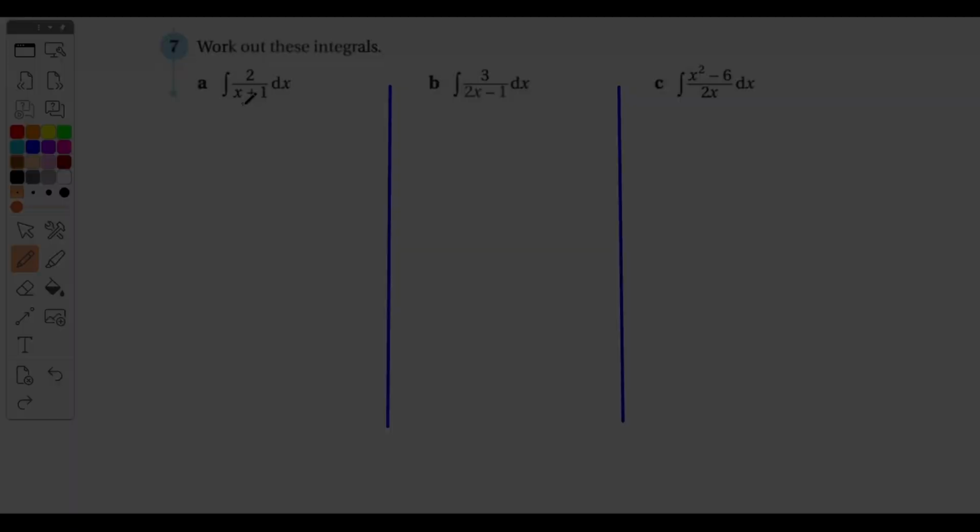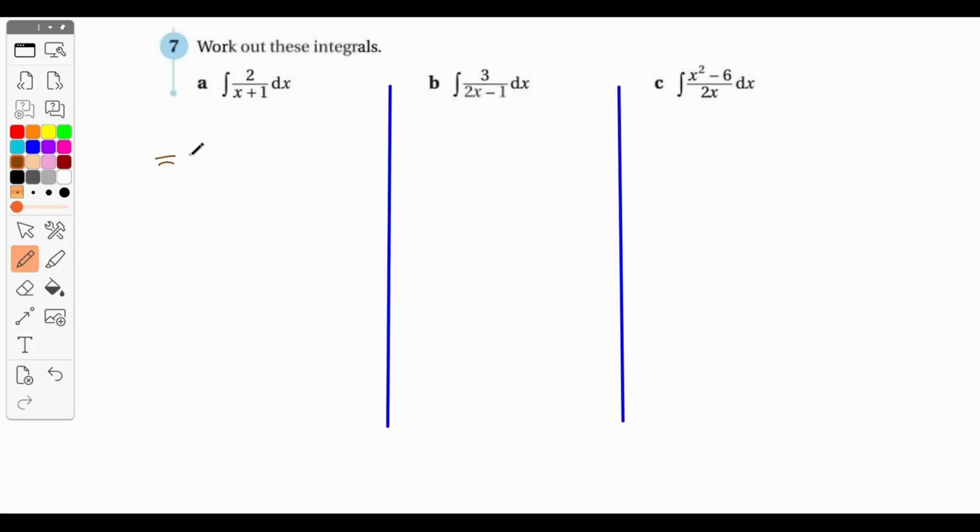Let's check your answers. For the first one, keep the 2 outside. The integral of 1 over x plus 1 dx. Yes, we are keeping the 2 outside the integral sign. So 1 over x, this is ln. Here the coefficient of x, the a here is 1. So the answer will be 2 ln of the modulus of x plus 1 plus c.